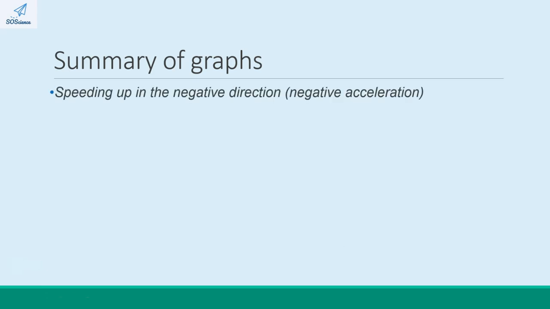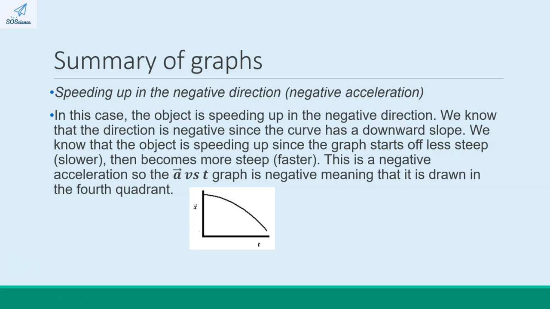And finally, speeding up in the negative direction, a plus and a minus makes a minus. So here the object is speeding up in the negative direction. We know that the direction is negative because the curve has a downward slope. And we know that the object's speeding up because we are going from a less steep curve to a more steep curve. So that means that it is speeding up. Because we have a negative acceleration, then we would get a value for acceleration that's negative. So it is going to be drawn in the 4th quadrant.